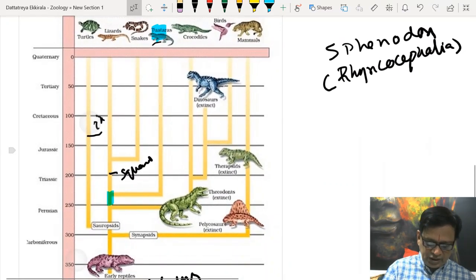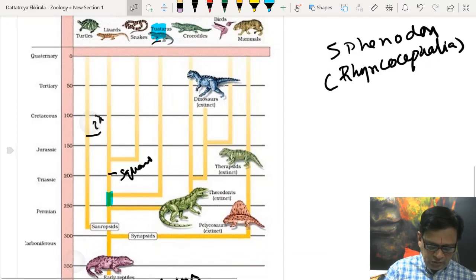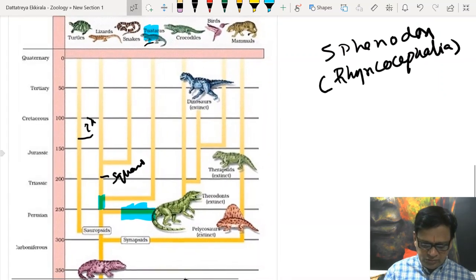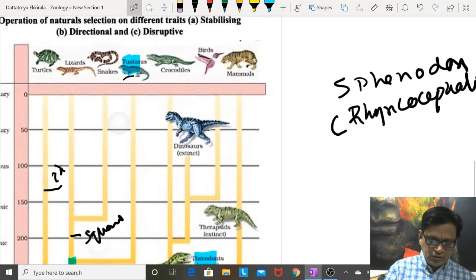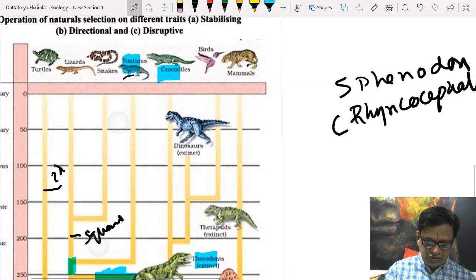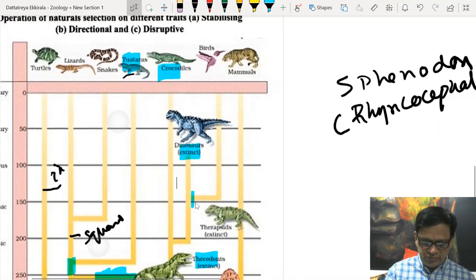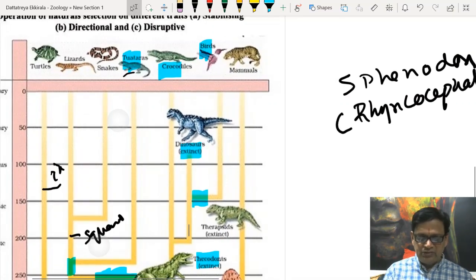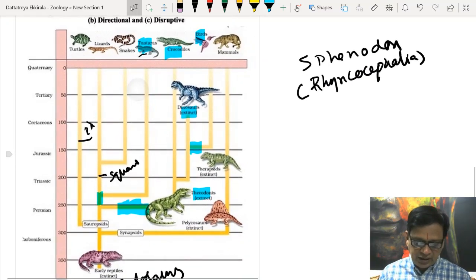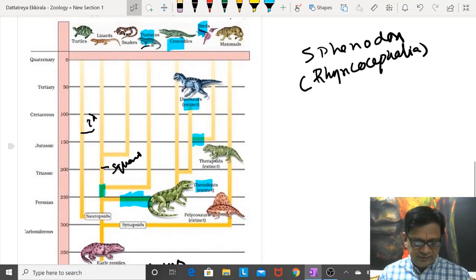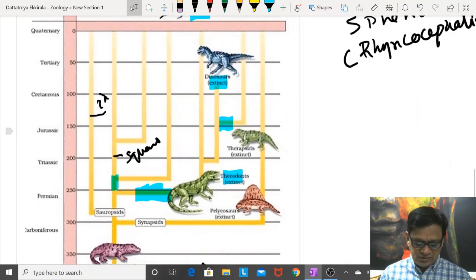Next you observe another thing. Thecodonts were extinct reptiles which had thecodont teeth. From this reptile, crocodiles originated and dinosaurs originated. From the base of this line even birds have originated. So birds, crocodiles, dinosaurs came from thecodonts, which formed another line. This entire thing, including turtles, you can call sauropsidans. Generally birds and reptiles are called sauropsids.